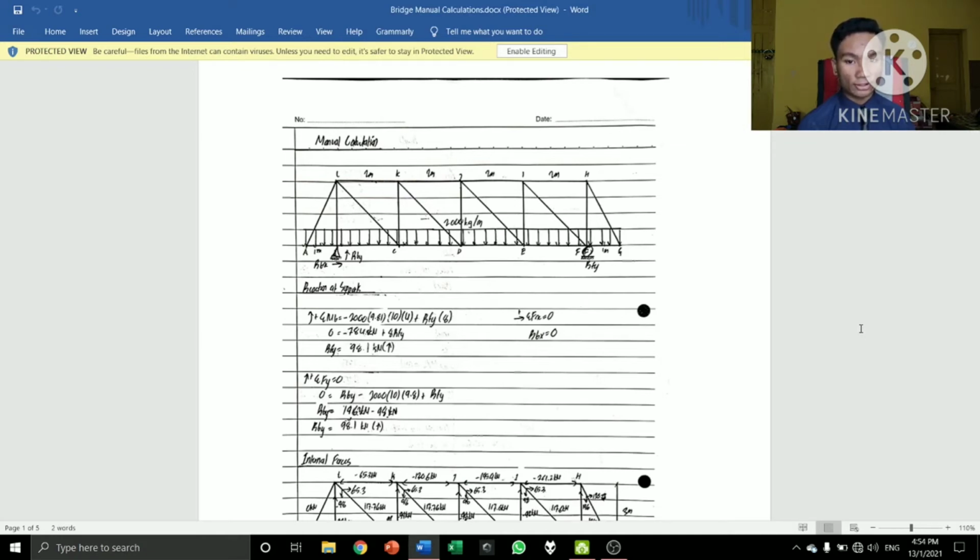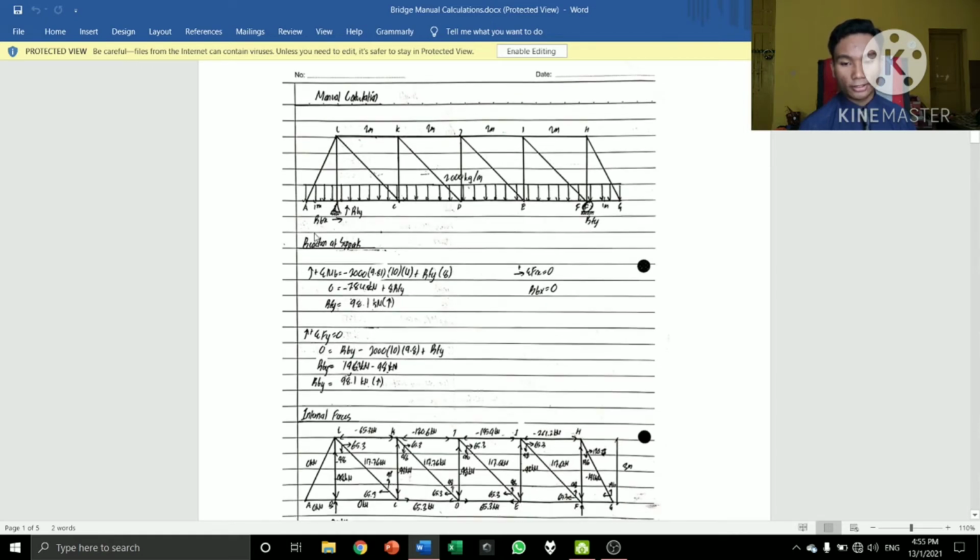Now I'm going to talk about my part of the project, which is the manual calculation of our bridge. First, let's take a look at our bridge design right here. We have a UDL with a length of 10 meters, and this bridge is simply supported, and this is how the trusses look like. Okay, now the first part of the calculation is to find the reactions at the supports. In order to find that, we need to apply the equations of equilibrium, which are total moment equals 0, total Fx equals 0, and total Fy equals 0.